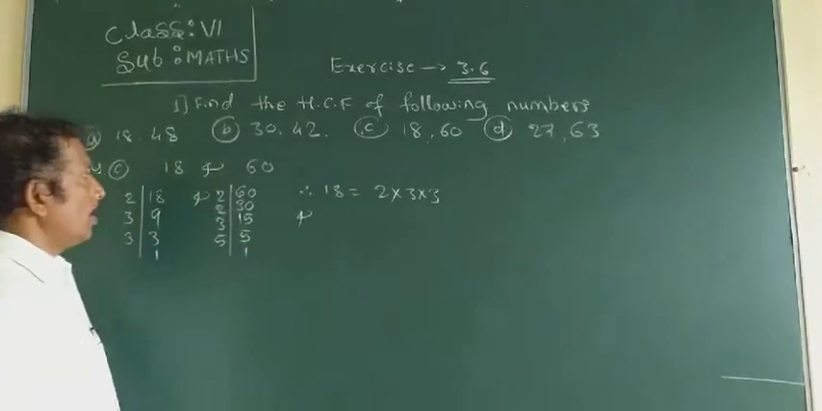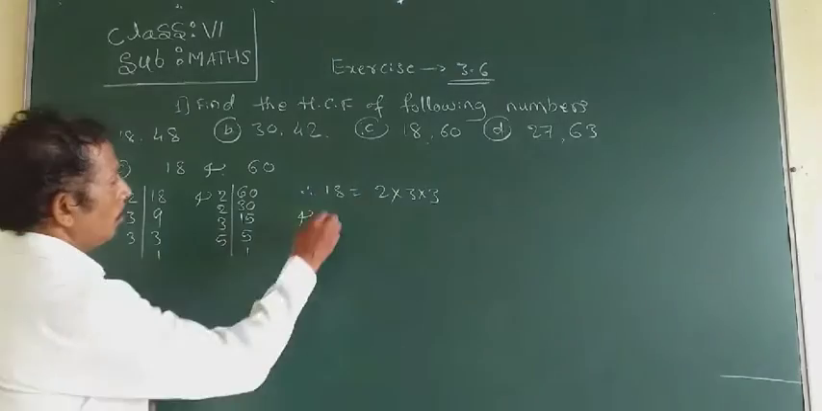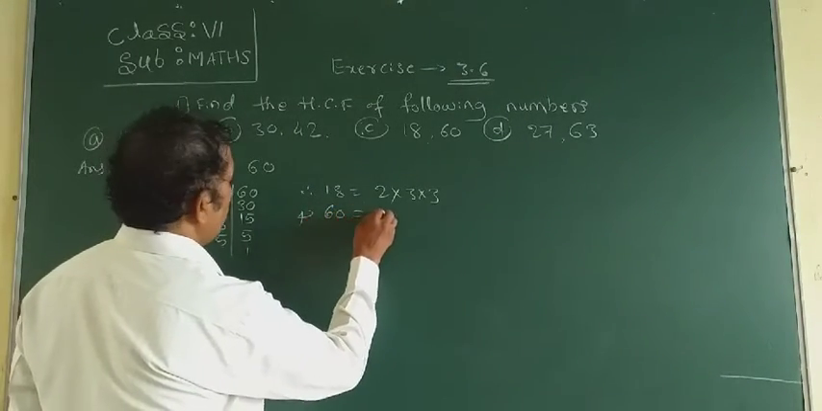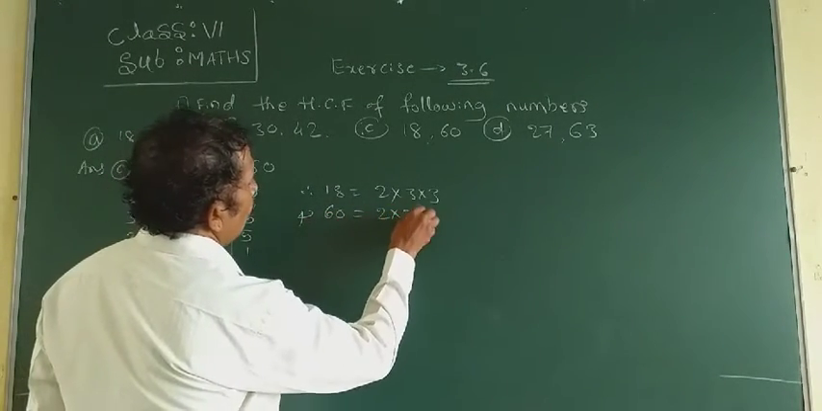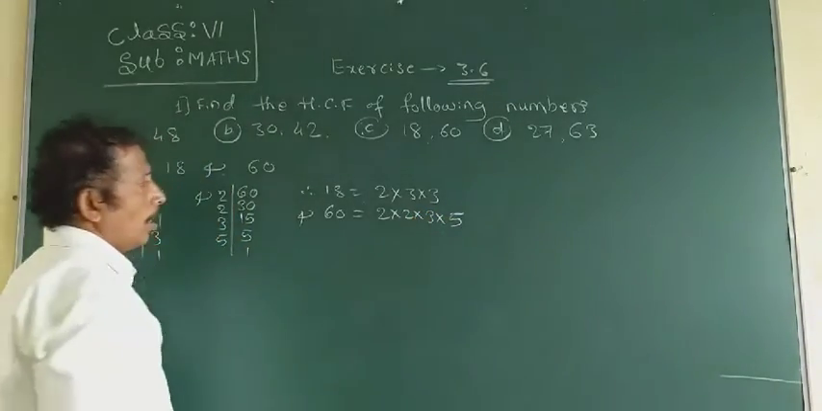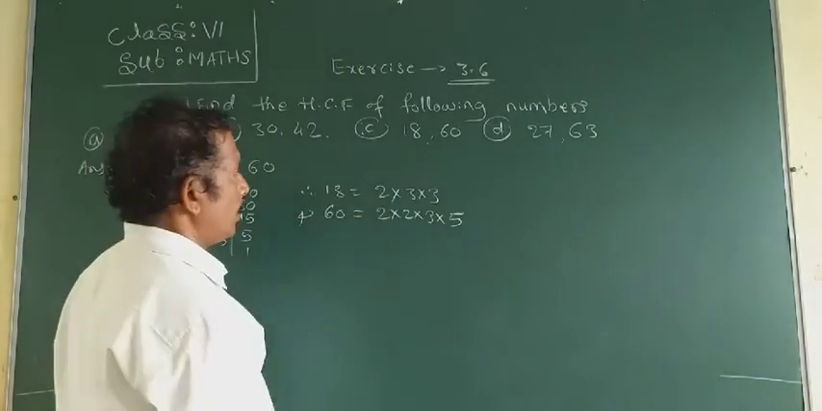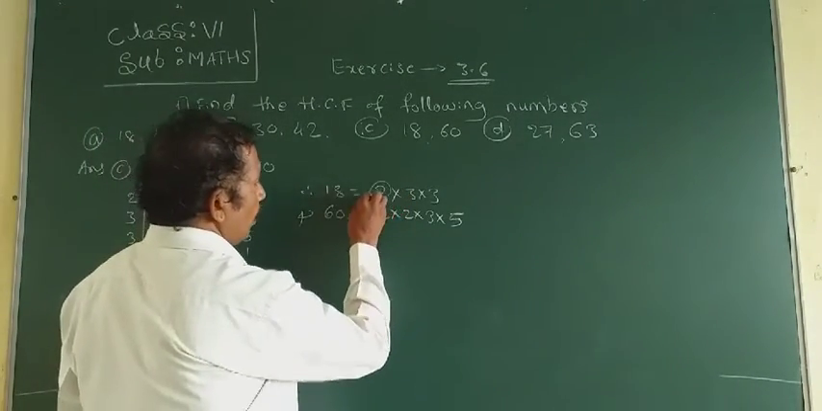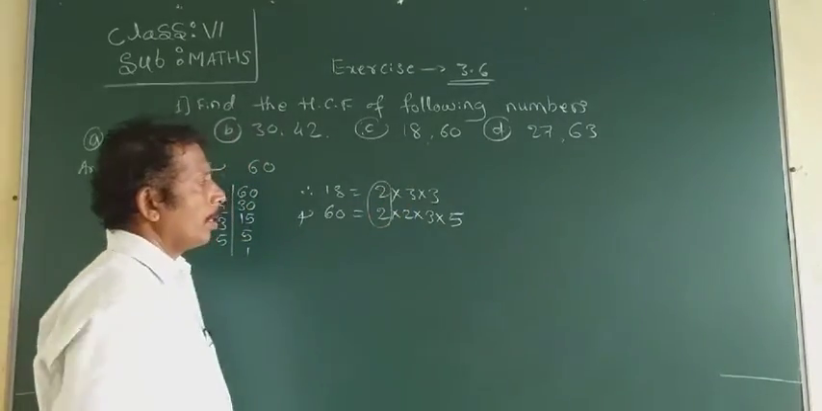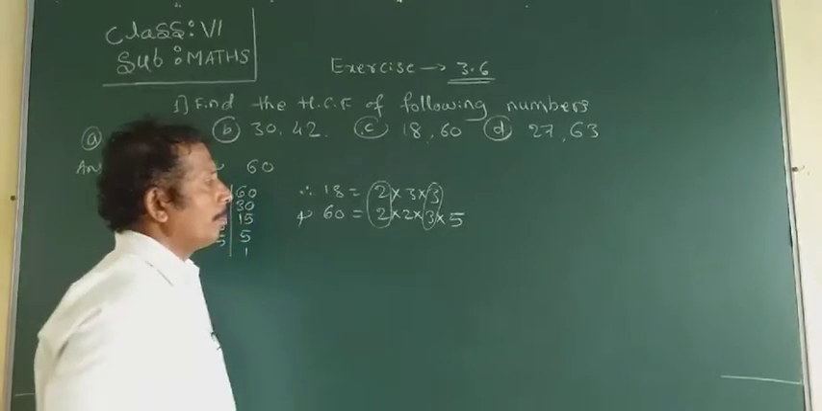And the second number is 60. 60 is equal to 2 into 2 into 3 into 5. Now encircle the numbers which are common in both the factorizations. 2 is common, encircle them. And similarly 3 is common, encircle them.